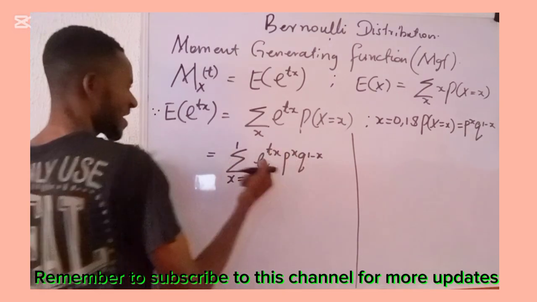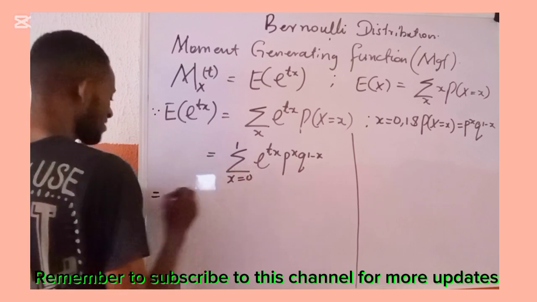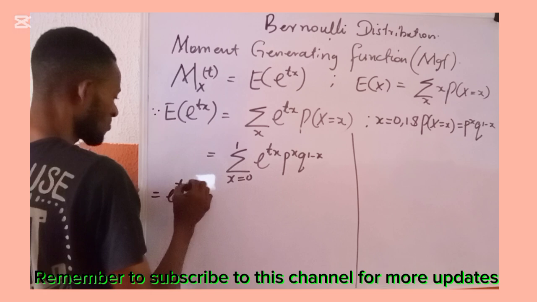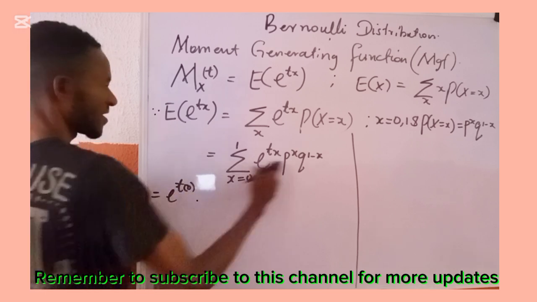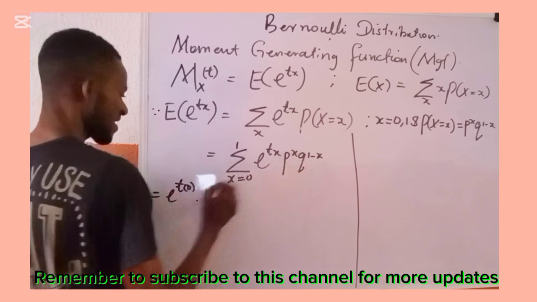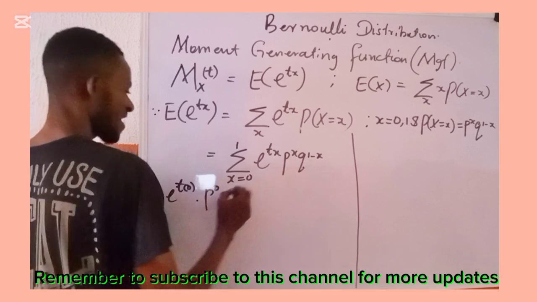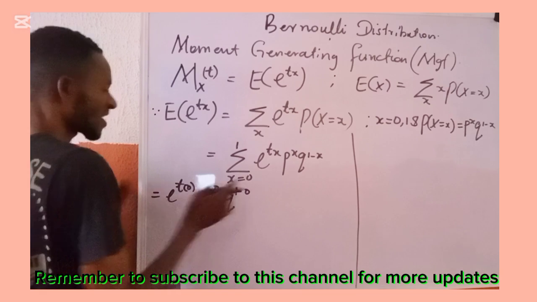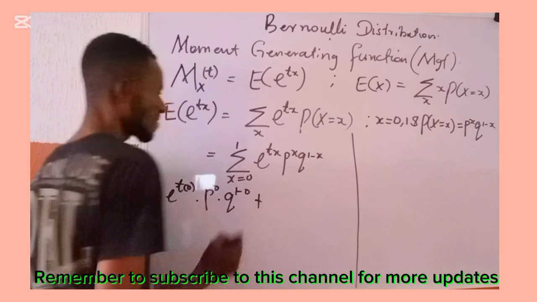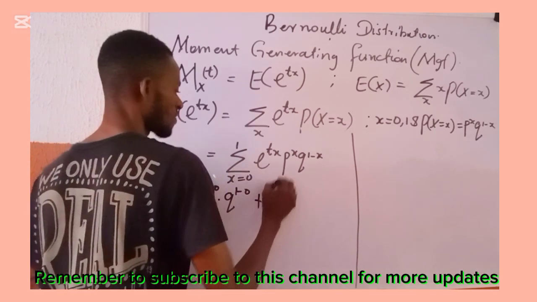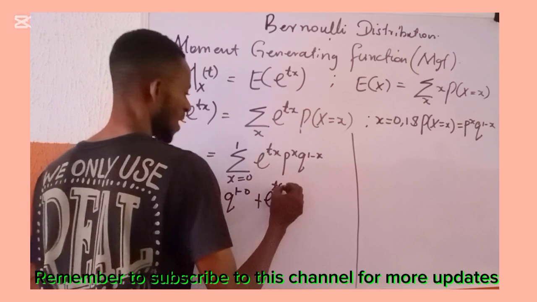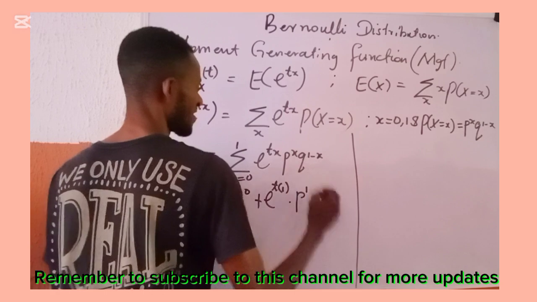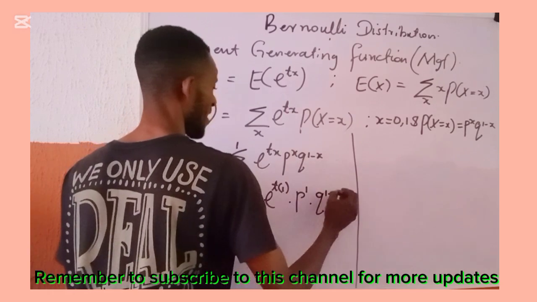So I'll now come here and say that this equals, here is my e to the power t, here is x and it's going to be 0. So I'll open a bracket and put 0, multiplied by p to the power 0, multiplied by q to the power 1 minus 0. I am done putting that of 0, so I come for 1 plus, here is my e to the power t, and this x now is 1, close it, multiplied by p raised to power 1, multiplied by q raised to power 1 minus 1.